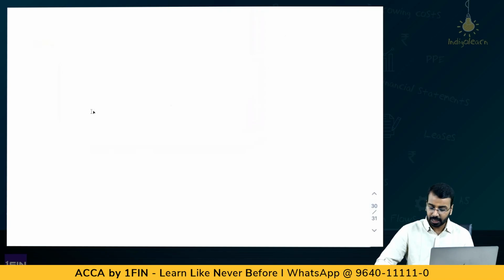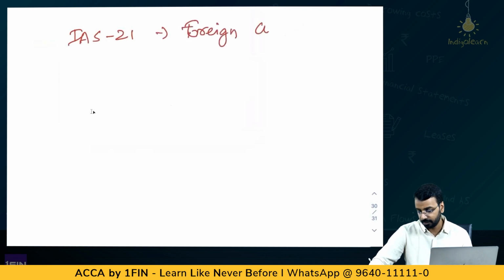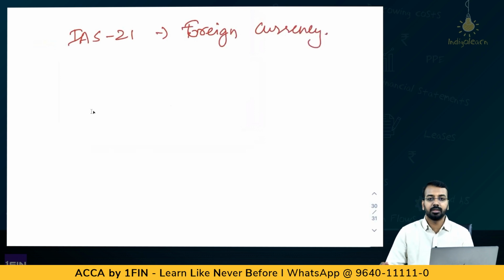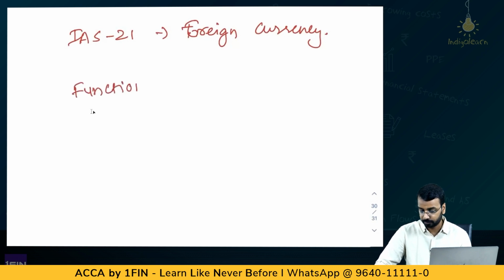So let's start with IAS 21, which deals with foreign currency. When we talk about foreign currency, the standard puts a lot of emphasis on something called a functional currency.